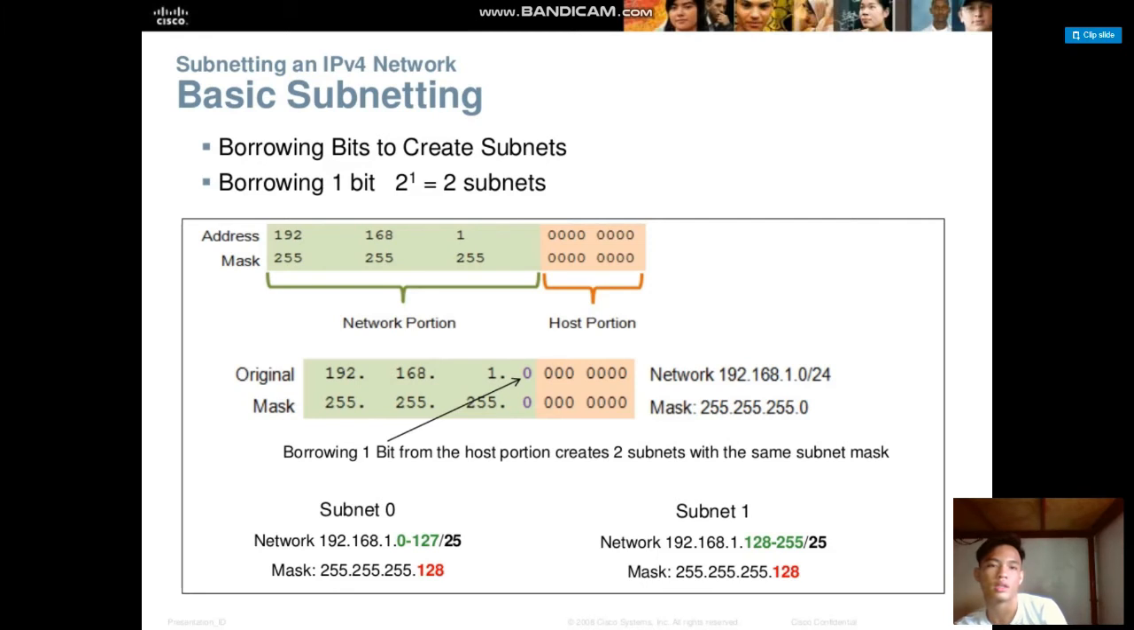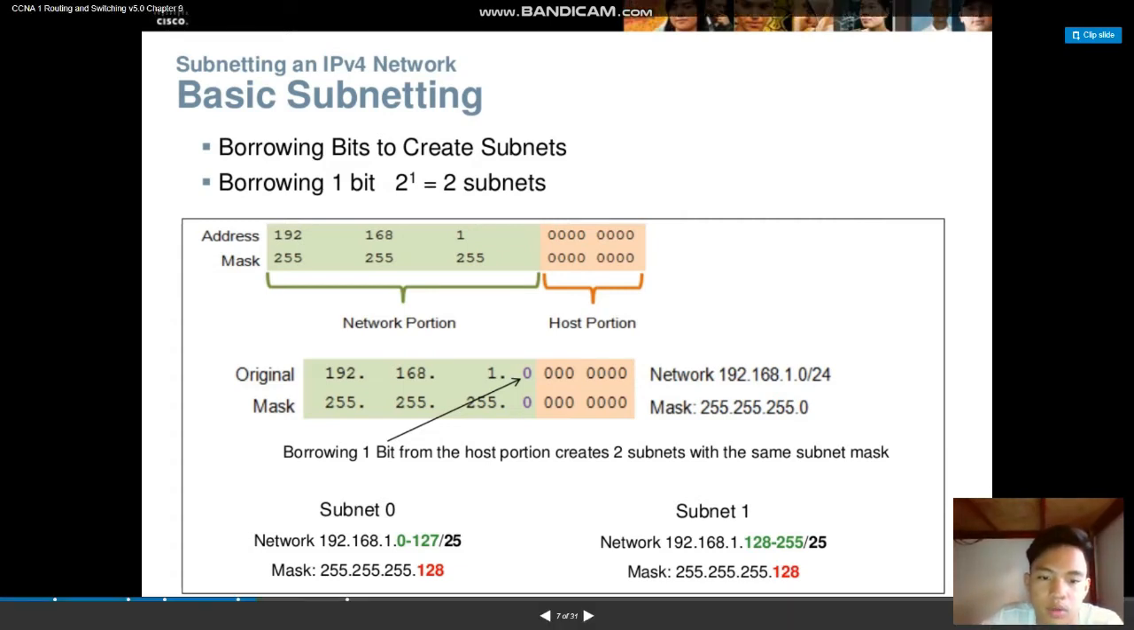So, basic subnetting. Borrowing bits to create subnets. Borrowing 1 bit, 2 raised to 1 is equal to 2 subnets. As you can see, borrowing 1 bit from the host portion creates 2 subnets with the same subnet mask.